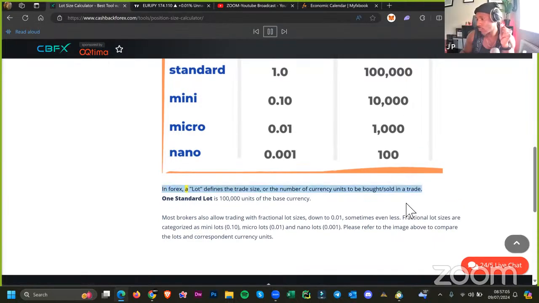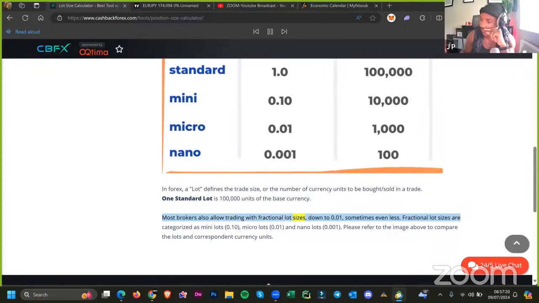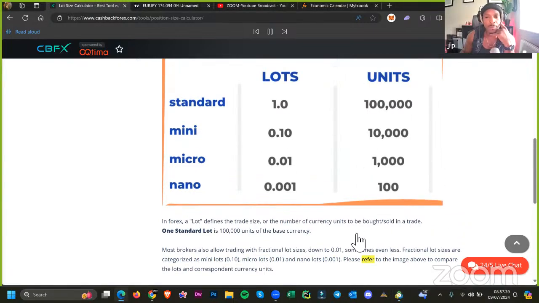In Forex, a lot defines the trade size, or the number of currency units to be bought or sold in a trade. One standard lot is 100,000 units of the base currency. Most brokers also allow trading with fractional lot sizes, down to 0.01, sometimes even less. Fractional lot sizes are categorized as mini lots, 0.10, micro lots, 0.01, and nano lots, 0.001.